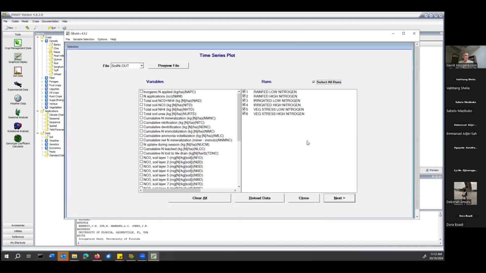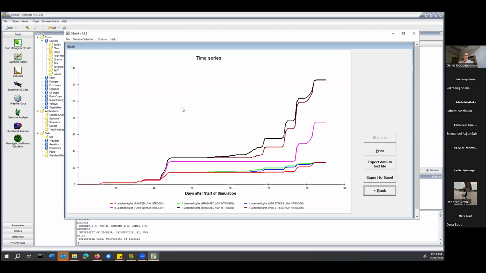So I can look at all treatments. Here we're looking at soil nitrogen. The question could be how much nitrogen is actually leached to the groundwater. We have cumulative and leached shown here. This is not so good. Some of the high nitrogen treatments, we lose about 120 to 130 kgs of nitrogen back to the groundwater.